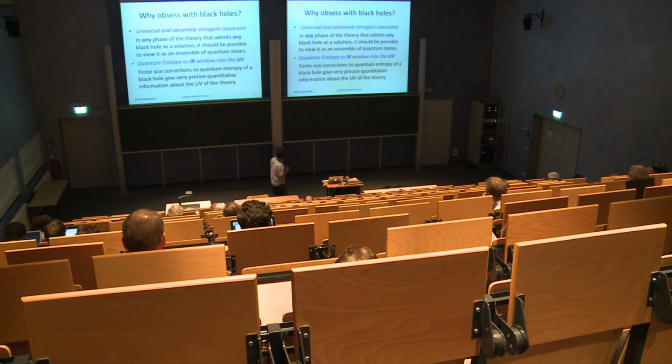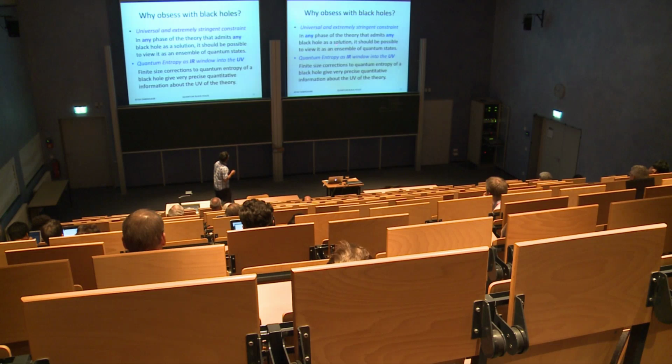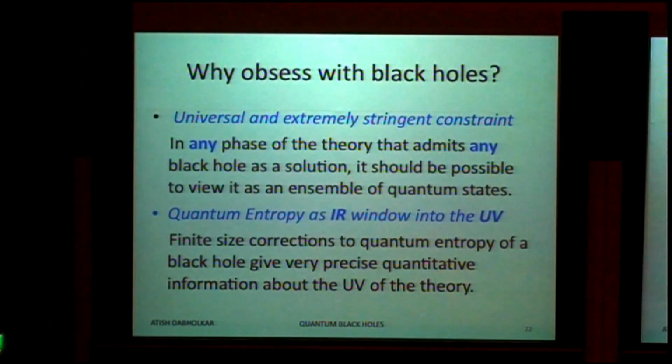So why obsess about black holes? Just to summarize, this transparency I actually wrote for a colloquium at CERN, so to a group of particle physicists, you really have to explain. Here, everybody is obsessed about black holes, so I don't need to explain why we obsess about black holes. But why do we obsess about these quantum black holes? As I have said, it's a very universal and extremely stringent constraint that in any phase of the theory that admits any black hole as a solution, it should be possible to view it as an ensemble of quantum states. And if you fail to do that, then your theory is just wrong, even without doing an experiment.